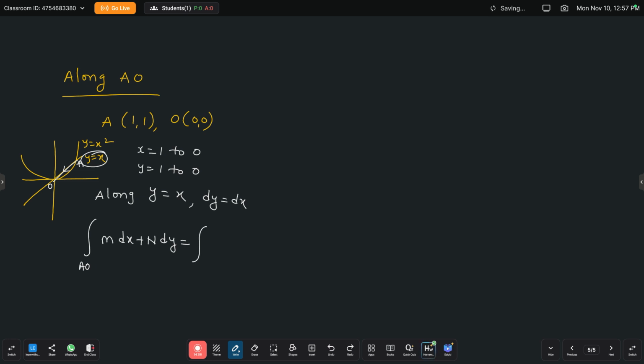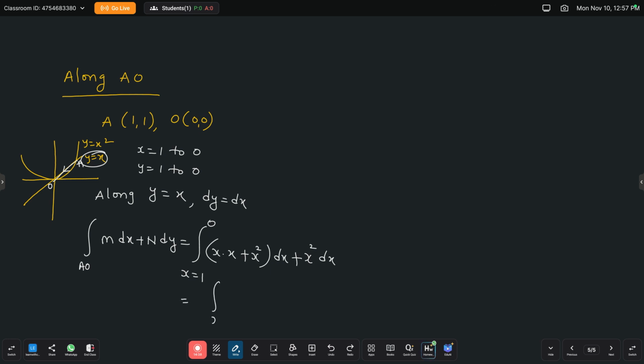Along this direction you can take either x or y, that is, along the x or y direction you can collect. Here I am taking x values from 1 to 0. Again in M dx plus N dy, in place of y you put x. So I am putting x plus y squared, x squared dx plus x squared dx, and substitute for dy.